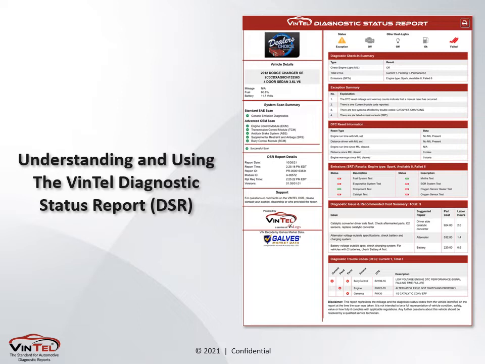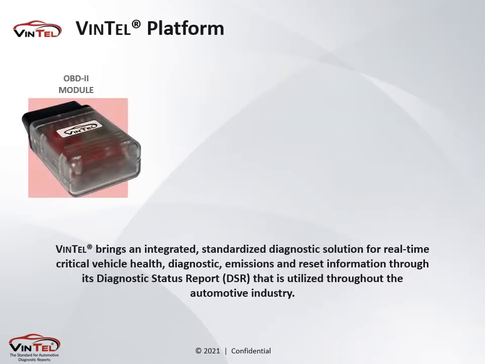The status of the vehicle is then used to help understand and gauge mechanical challenges with respect to trade-in valuations, wholesale arbitrations, and other information for customers who need an immediate snapshot of the vehicle's mechanical condition without requiring a technical background. The VinTel platform consists of three major components.